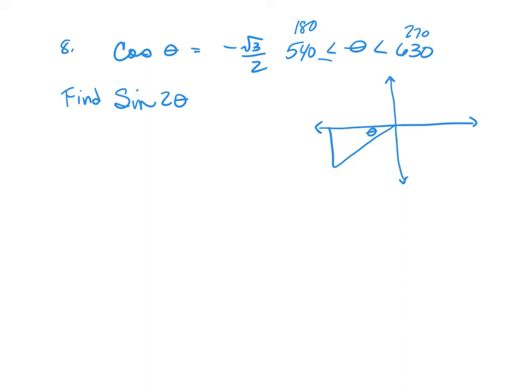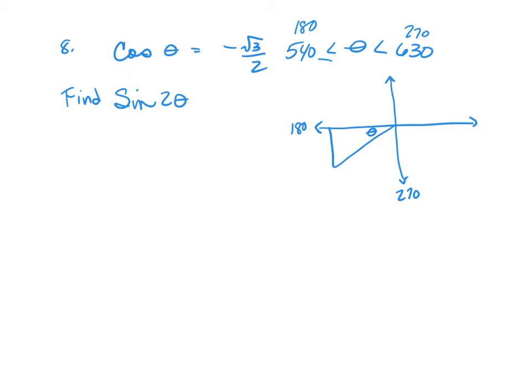Here's the problem. The problem says the cosine of theta is negative root 3 over 2, and theta is between 540 and 630. But when you subtract 360 from each of those, you get that it's in the third quadrant, between 180 and 270. Everybody understands why that is? Yeah. And they want us to find the sine of 2 theta.